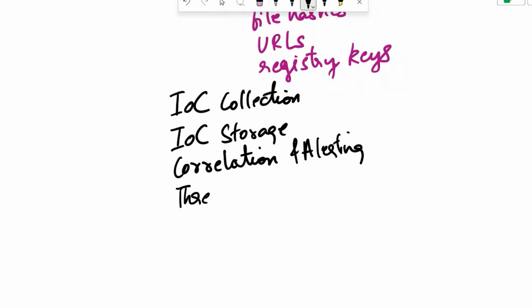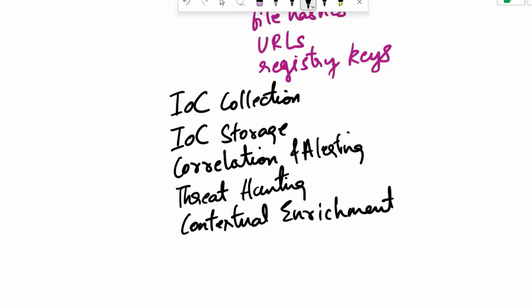Next is threat hunting. SIMs also support proactive threat hunting, where security analysts actively search for potential IOCs within the environment. They can use SIM query and search capabilities to identify traces of IOC related activities that may have gone unnoticed by automated alerts. Next is contextual enrichment.